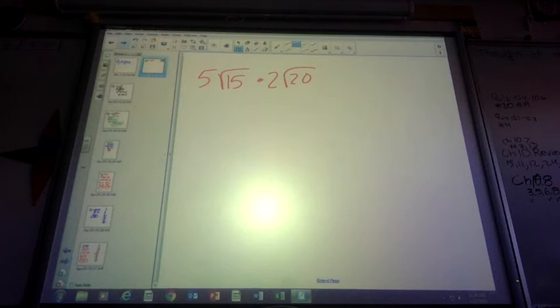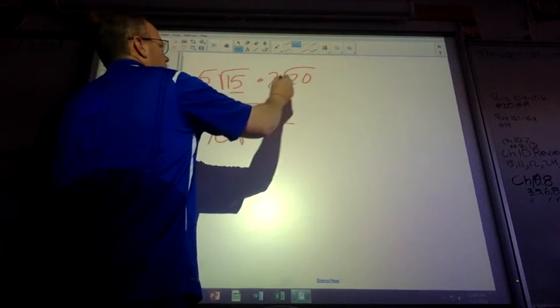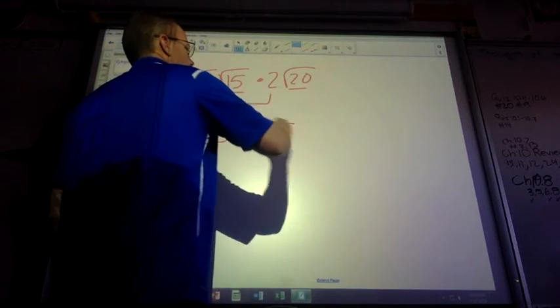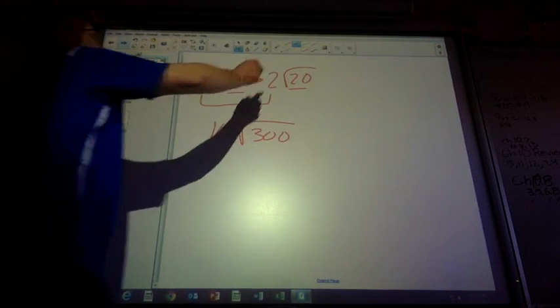All right, I have 2 radicals being multiplied together, and in front of each of those radicals is a whole number. So the nice thing about radicals and whole numbers is outside to outside you can multiply. So that gives me 10, and then inside to inside I can multiply. That gives me 300. Yay or nay? Cool.